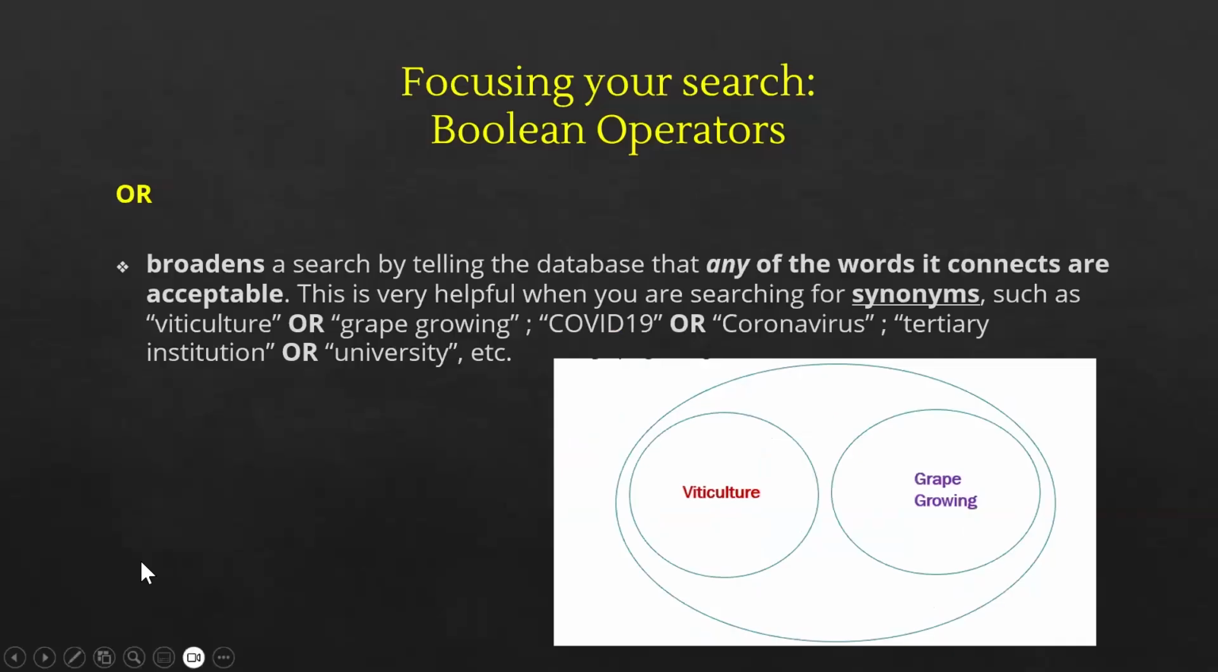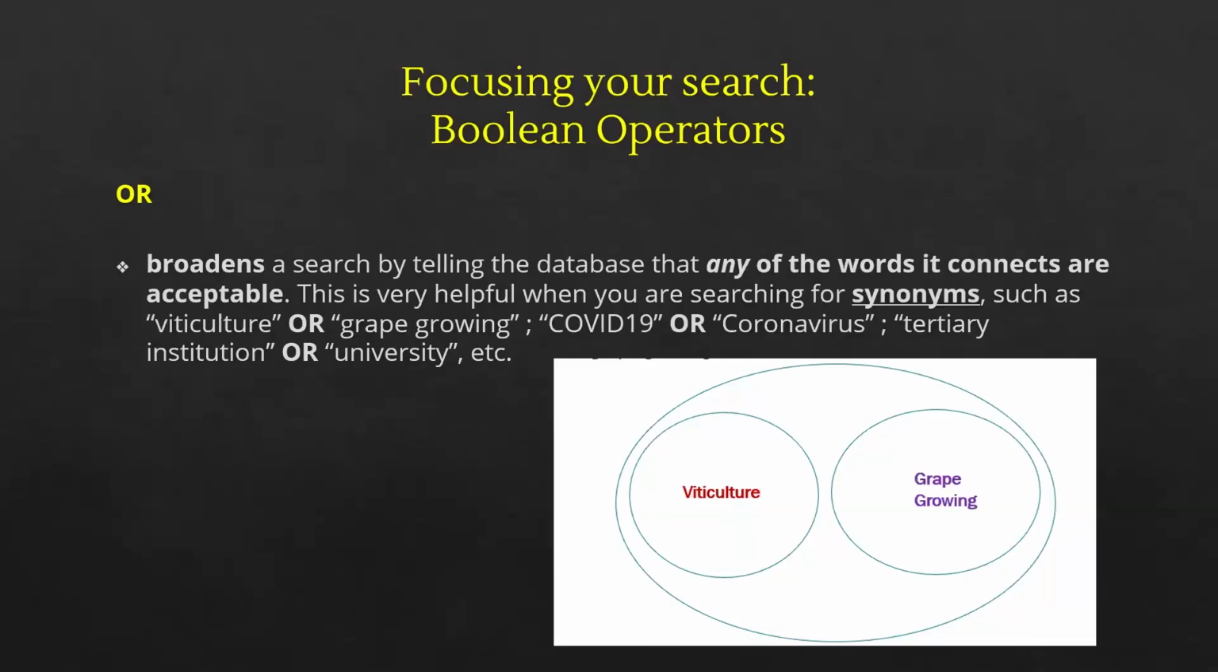Another Boolean operator is that of "or". So "or" broadens a search by telling the database that any of the words it connects with are acceptable. This is especially relevant when you're looking for something that has many words to mean the same thing, or a synonym, sorry. So the example I've got here, which we all know quite well, is COVID-19.